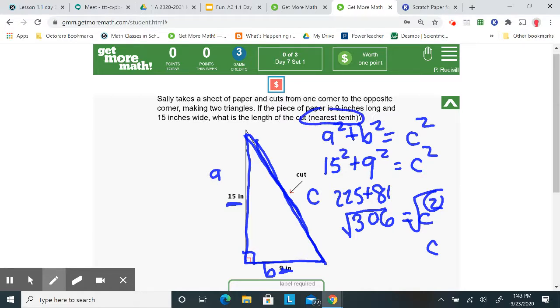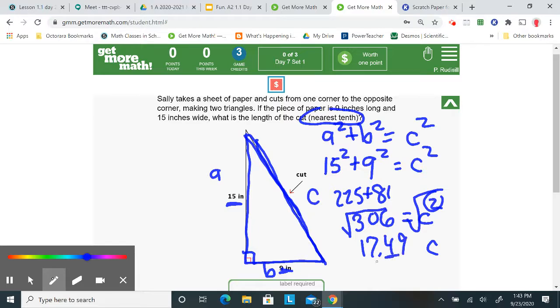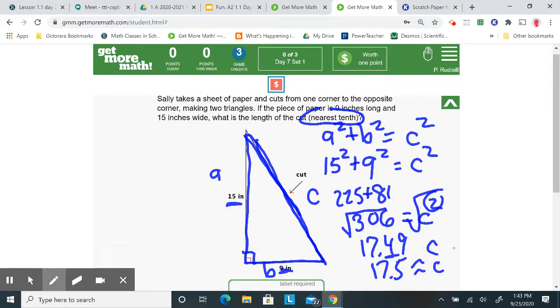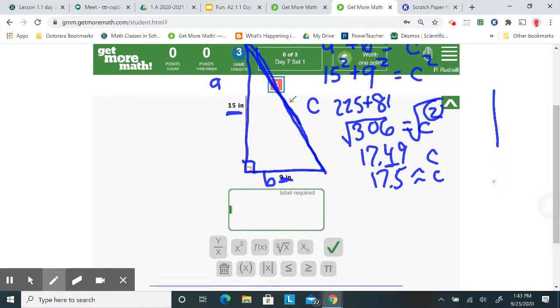So I got 17.49285568. So 0.49 to the nearest tenth would be 17.5. That is about the C. So I know that, let me slide it down here if I can. I need to type in here, if I can get it inside there, 17.5, and it's labeled inches.